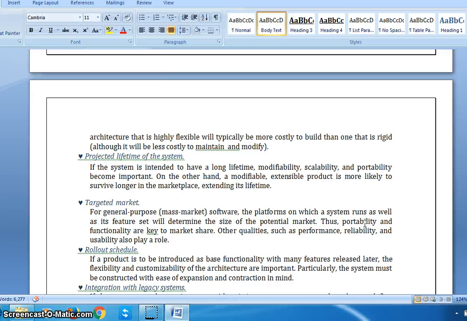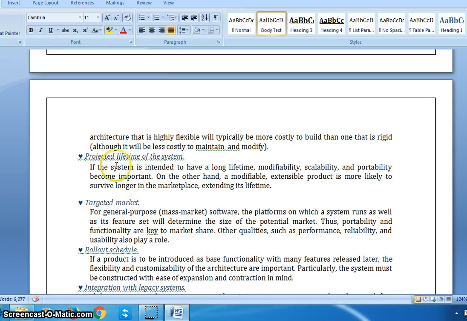In previous videos we have discussed modifiability. Depending on the stakeholder or the end user perspective, the product has to be changed again and again. So in order to make changes, it should not cost much. That is, it will be less costly to maintain and modify such a product.